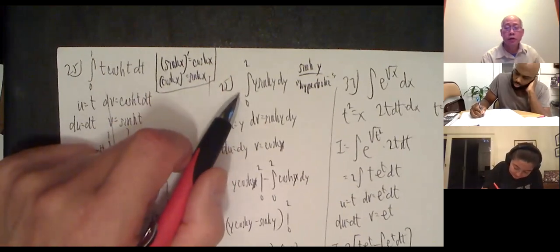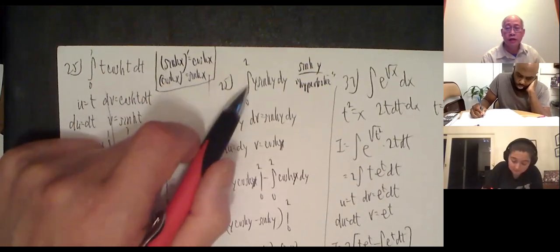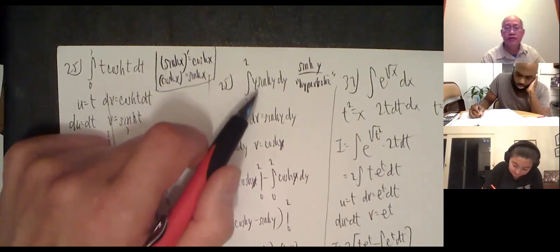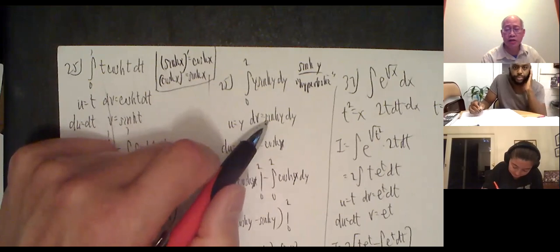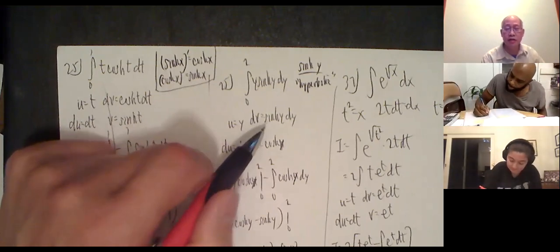All right, so I'm integrating from 0 to 2. Let u be y, dv is sinh y dy. So sinh, I'll pronounce it as sinh. It stands for hyperbolic sine, but that's too hard to say. I'll just say sinh.